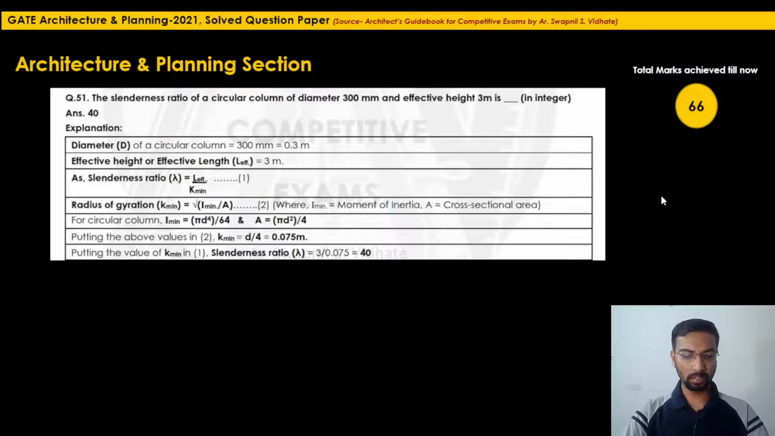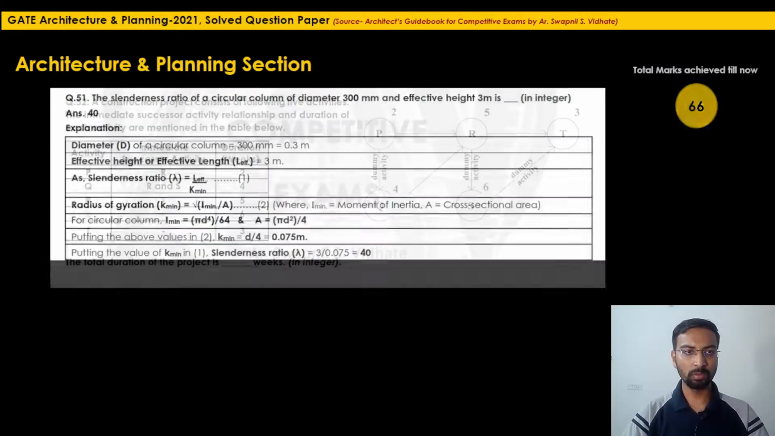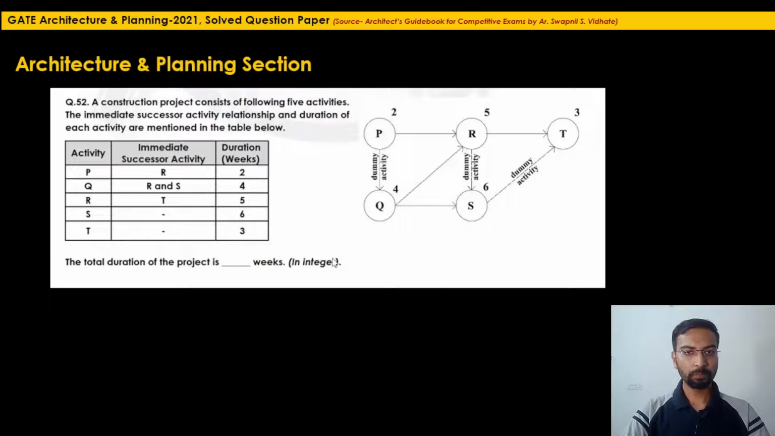Let's go to the next question, a numerical question, question 52. The next question is related to a construction project which consists of the following 5 activities. The immediate successor activity, relationship, and duration of each activity are mentioned in the table below. So for the activity P, the immediate successor is R, and the duration required for P is 2 weeks.